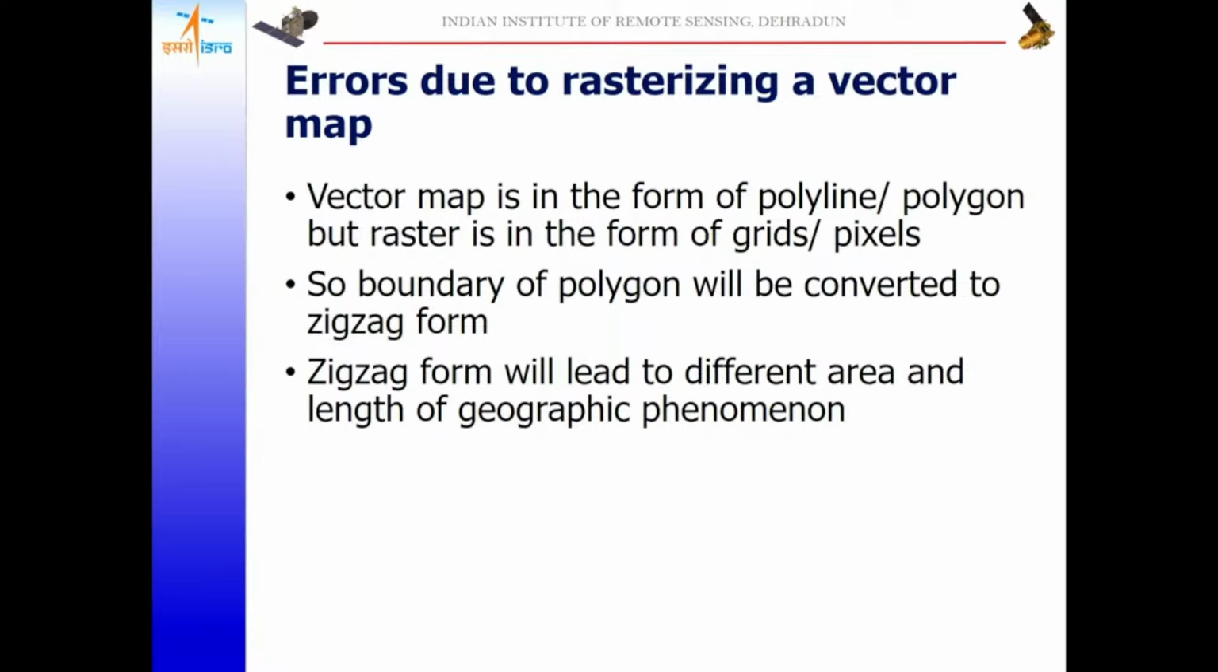Vector maps: when you are doing analysis, sometimes you need to do rasterization or vectorization. A vector map is in the form of polylines only, but raster is in grids and pixels. So the boundary of a polygon will be converted into a zigzag form when you rasterize. It is not a smooth boundary, it will be zigzag, it will be different. So when you estimate the area, this may lead to a different area or length of the geographic phenomena. Errors can occur because of that.